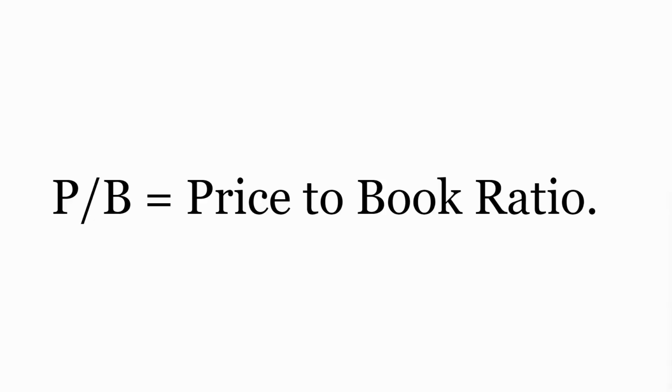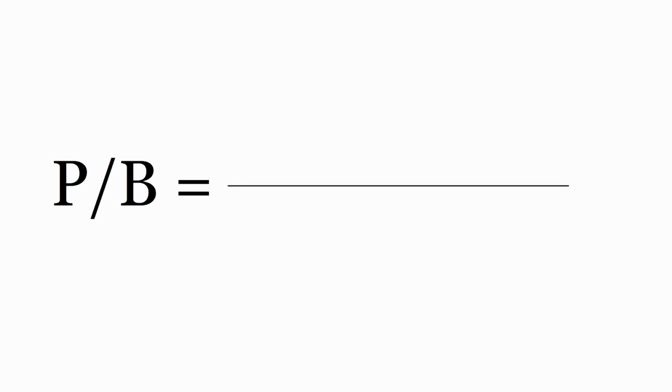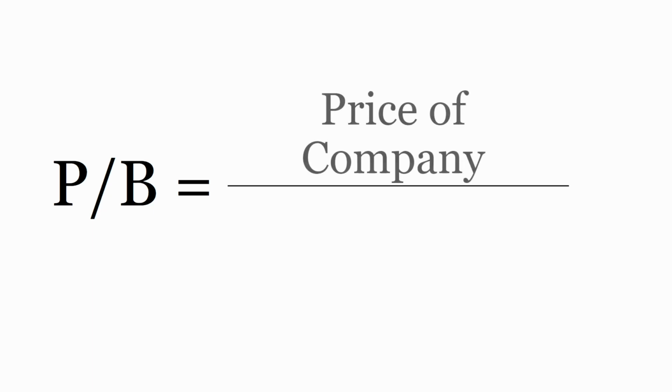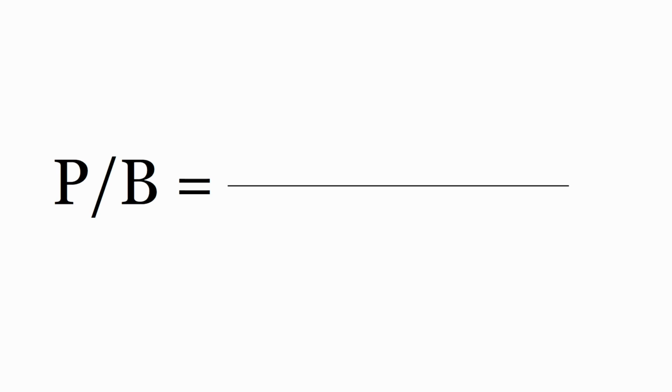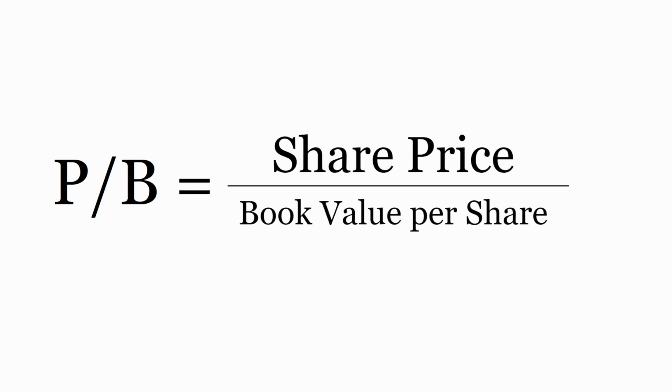Welcome back. Today we're going to continue our series on fundamental investing terms and definitions by taking a look at the price to book ratio. Calculating the price to book ratio is pretty straightforward, like it was for price to earnings. You take the price of a company or its market cap and you divide it by the company's book value. You can do this on a per share basis by taking the share price of the company and dividing it by the book value per share.